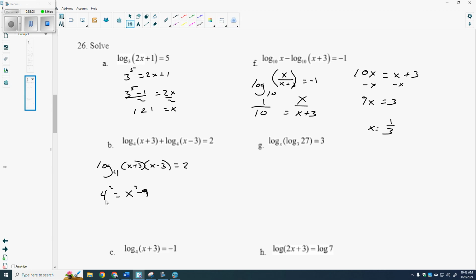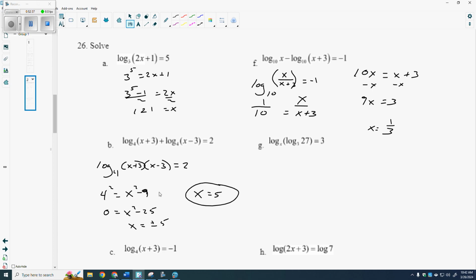This is 16, so I'm going to subtract 16, and I get x squared minus 25. We should recognize that really quickly as x equals plus or minus 5. I got two answers. I need to go back in and make sure one of them may or may not work. Plugging in 5, I get a positive number. 5's good. Plugging in negative 5 doesn't work. Final answer, x equals 5.